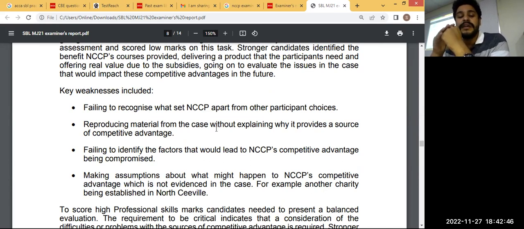For example, another charity being established in North Kivali. So if you are giving a suggestion that is right now not prevalent in the case study, and you're giving the suggestion on the basis that, okay, if you want, you can have this competitive advantage in the near future, this is also not going to gain you good marks. So see, this is how we are going to write.